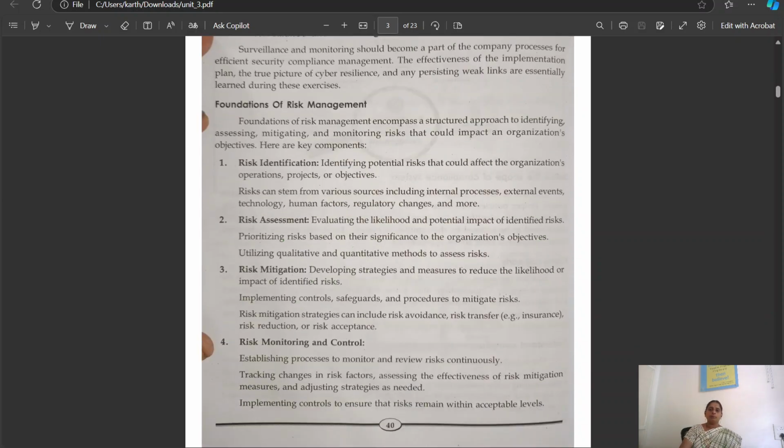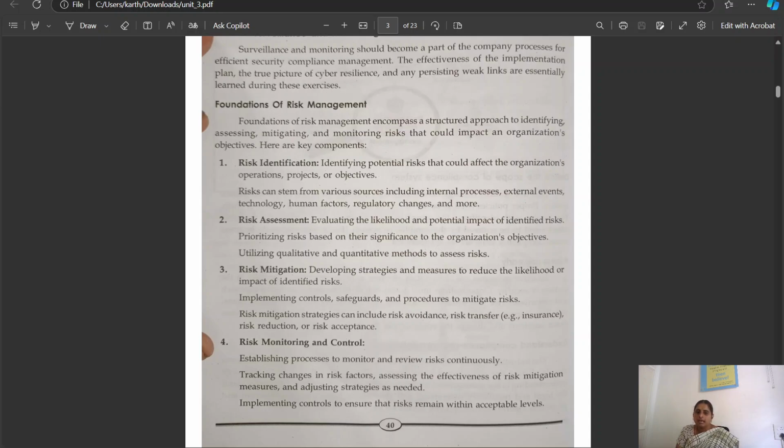And the next one is foundation of risk management. We already know about risk management. So here we are knowing about the foundation of risk management. It encompasses a structured approach to identifying, assessing, mitigating, and monitoring risks that could impact organizations' objectives. Here are the key components of the foundation of risk management.